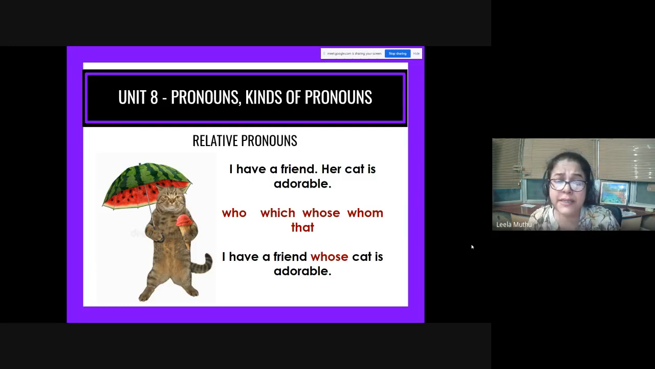Oh, look at this cat. Isn't he or she the cutest cat in the whole wide world? Imagine if my cat ever did that. Oh my goodness, I would smooch and kiss that cat till it seriously fainted, okay? Because he's so cute. Look at that watermelon umbrella, and look at that ice cream.